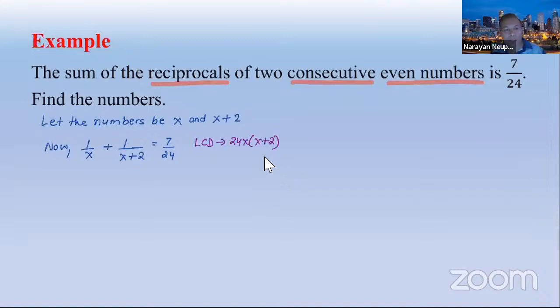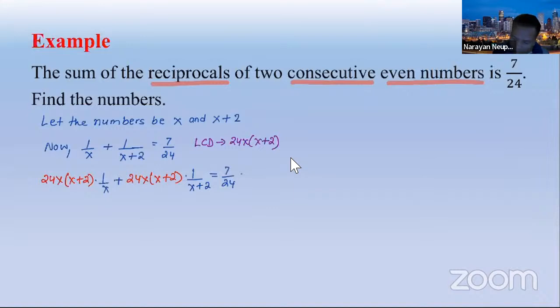So what we are going to do is, in the next step, multiply each term of this equation by 24x times x plus 2. So let's write that down. In the next step, 24x times x plus 2 should multiply the first term, 1 over x. Then plus, it should also multiply the second term, which is 1 over x plus 2, equal to, on the right, we have 7 over 24.